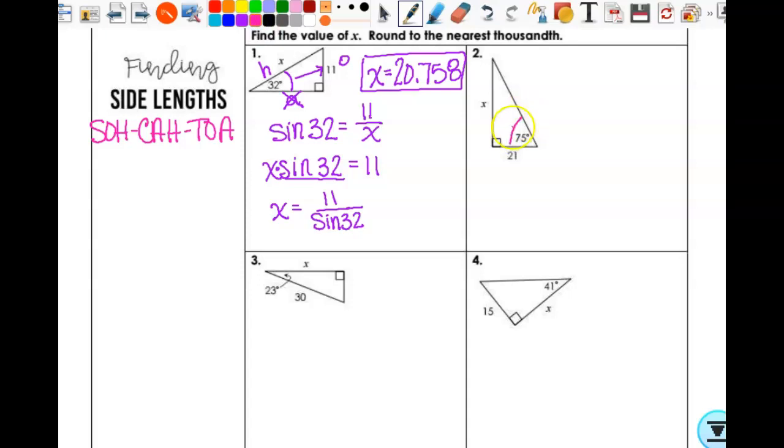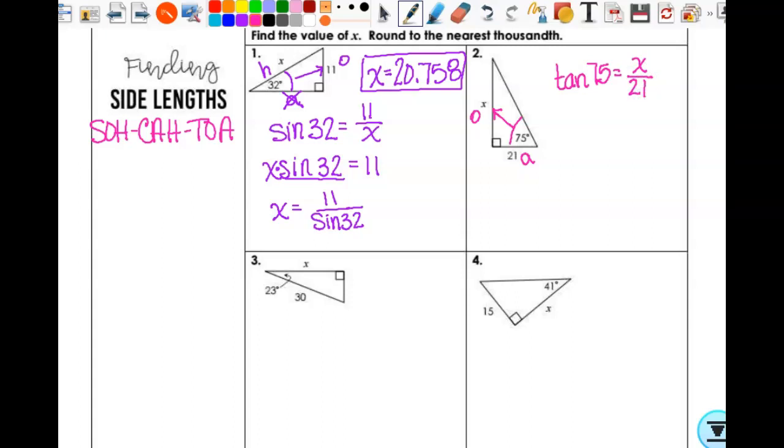Okay, so let's look at number 2. I've got my angle. This is my opposite side. This is the hypotenuse, so I can think it, but I'm not going to write it. And then I have the adjacent. So what uses opposite and adjacent? Tangent, good. So we always take the tangent of an angle. So the tangent of 75 equals the opposite, which is x, over the adjacent, which is 21.